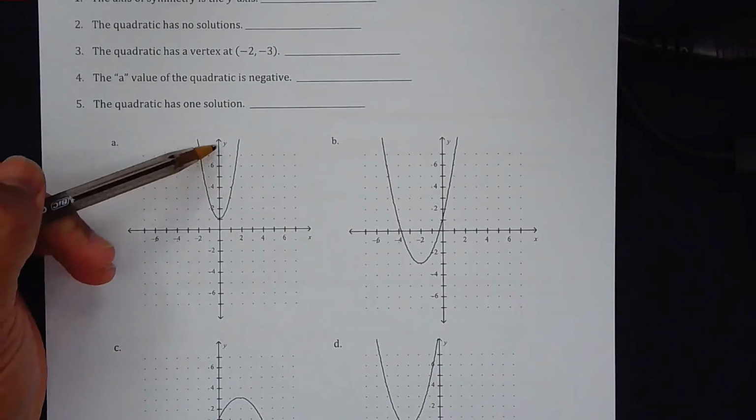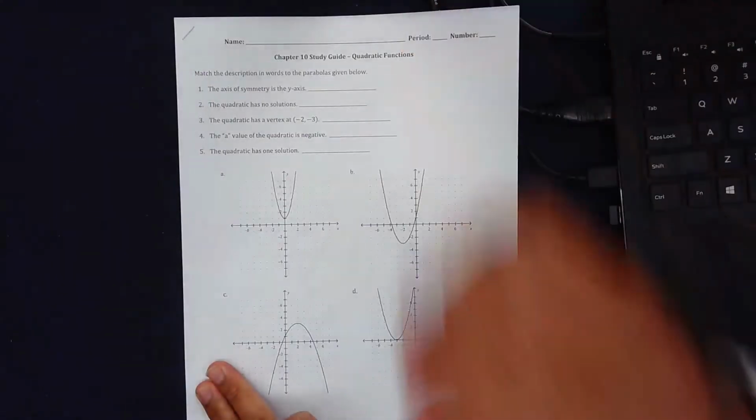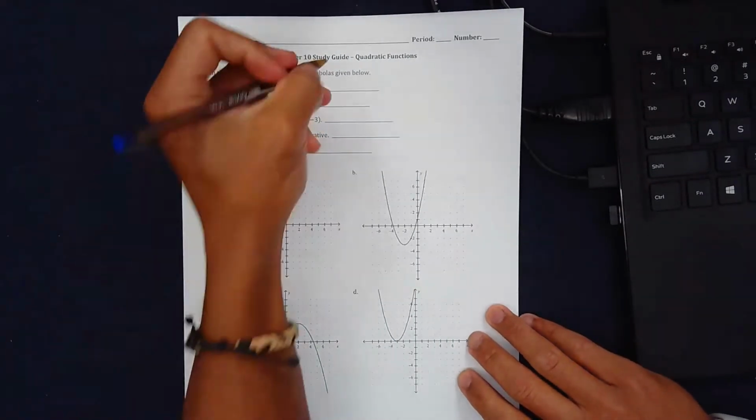Right, this is our y-axis. The y-axis is literally splitting our graph into half. All right, so that would be A.